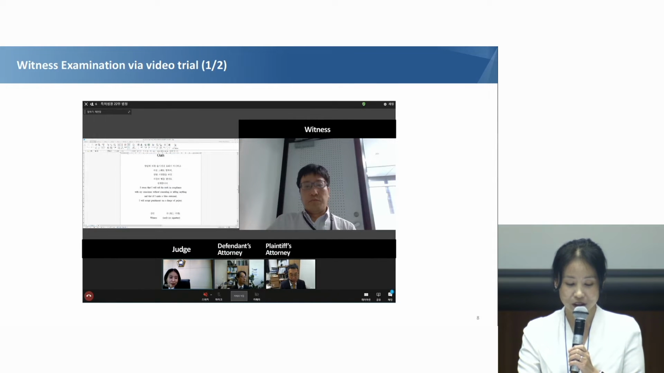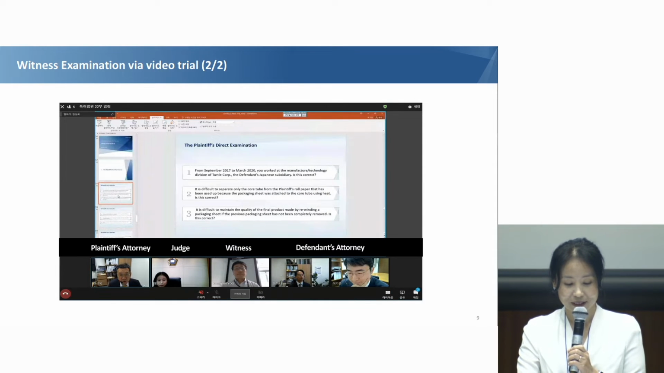The scene shows the process of witness examination. As you see, attorneys, both plaintiff and defendant, can argue in a video trial by displaying documents and evidence on the screen, just as they would in the electronic courtroom.